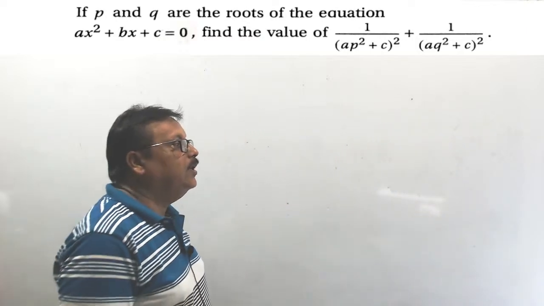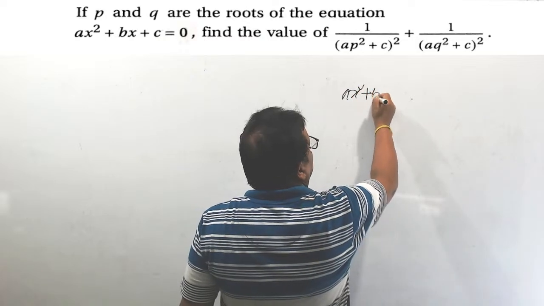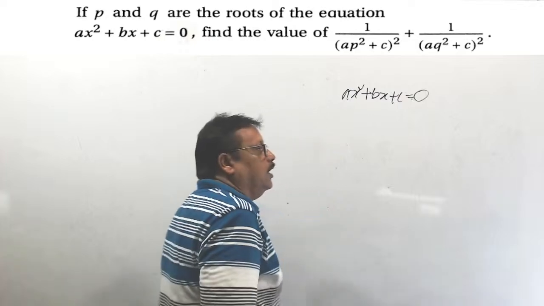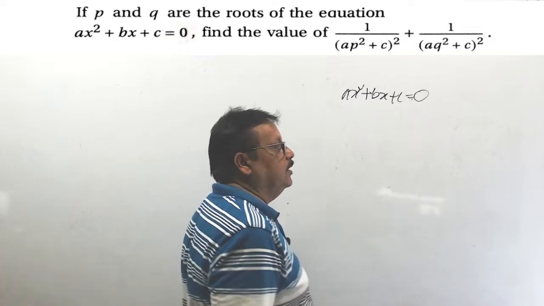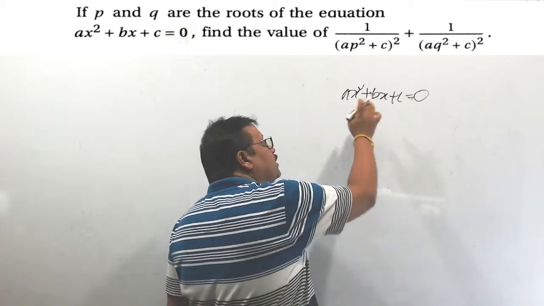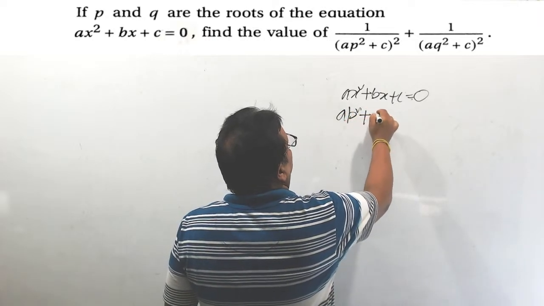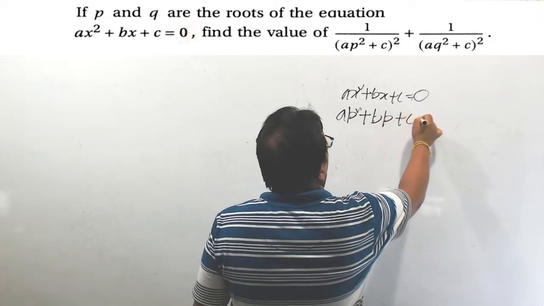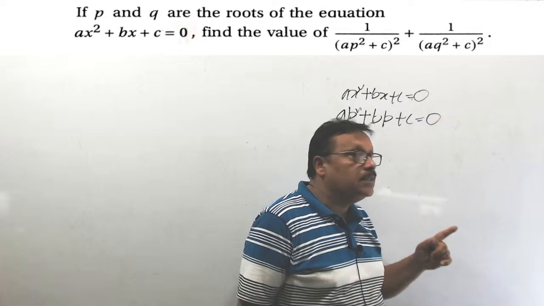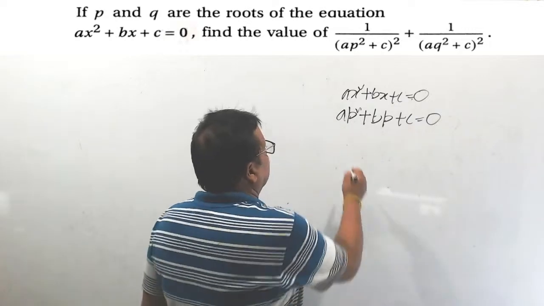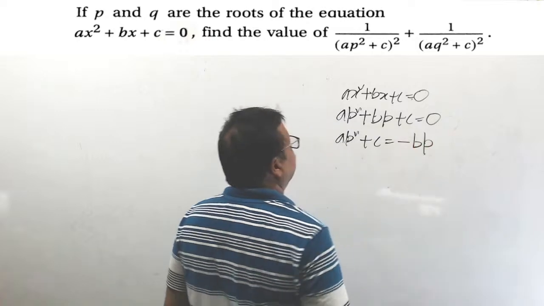So, P and Q are the roots of the equation ax square plus bx plus c equals to 0. Then of course P will satisfy this equation, and Q also will satisfy it. Right? Then aP square plus bP plus c equals to 0. But see, in the expression, aP square plus c is given. aP square plus c equals to what? Minus bP. Understood? This is important.